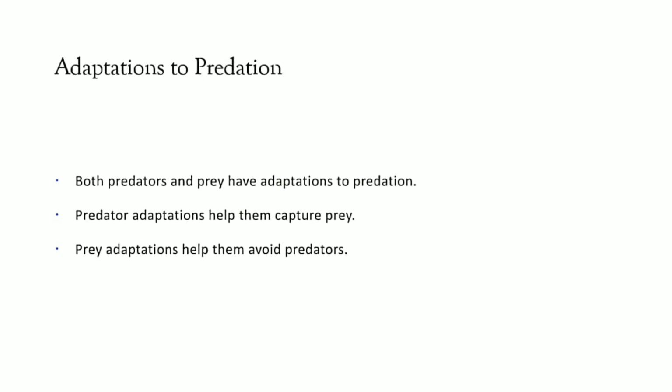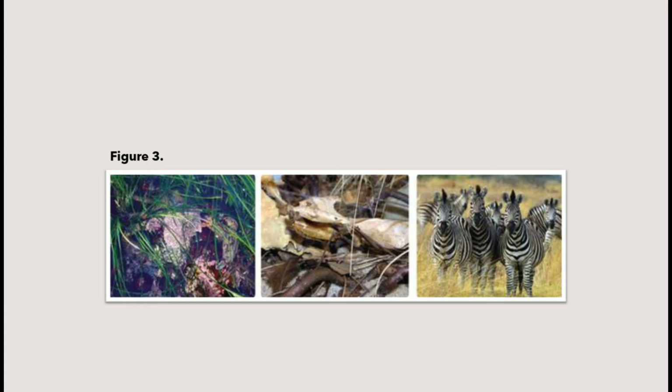Several examples are shown in this figure. This is figure 3. Can you see the crab in the photo on the left? It is camouflaged with algae. The praying mantis in the middle photo looks just like the dead leaves in the background. The stripes on the zebras in the right photo blend the animals together, making it hard to see where one zebra ends and another begins.